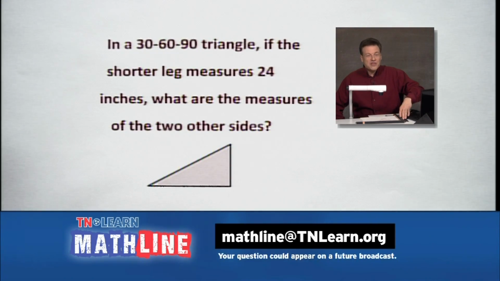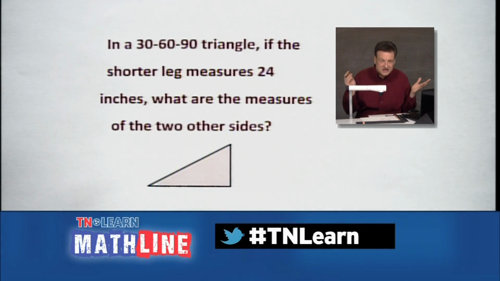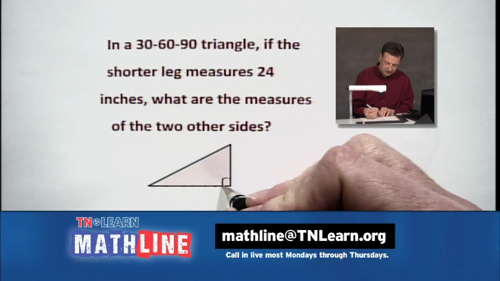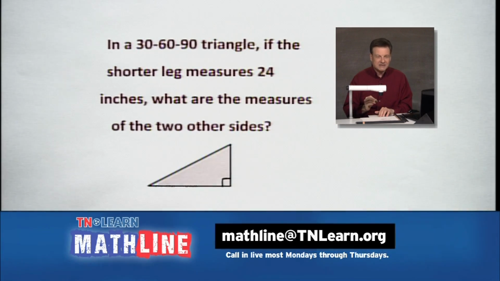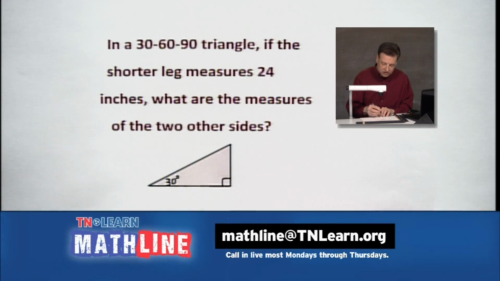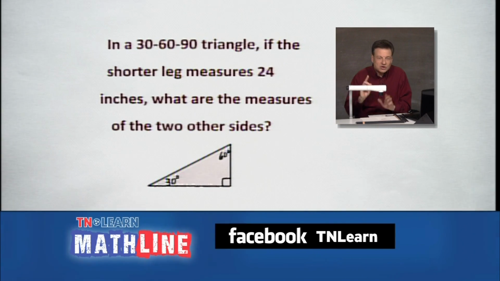It says, in a 30, 60, 90 triangle, if the shorter leg measures 24 inches, what are the measures of the two other sides? Let's refresh our memory. First of all, what does that 30, 60, 90 mean? Those are angle measures. So there is your 90, good old right angle hopping down there in the corner. We have a 30 right out here because that looks smaller to me. Actually, it is smaller. And then we got the 60 up here. Those are the degree measures, all right?